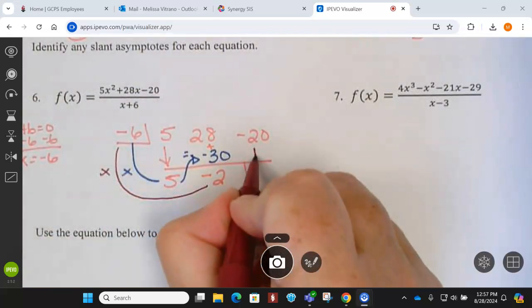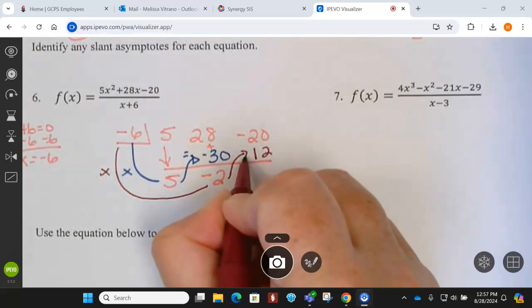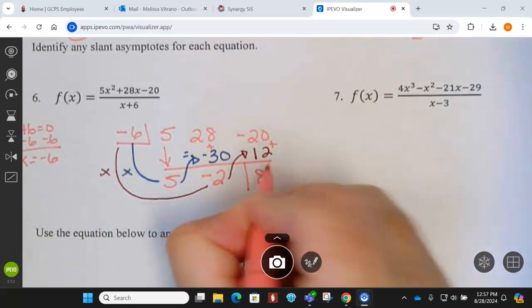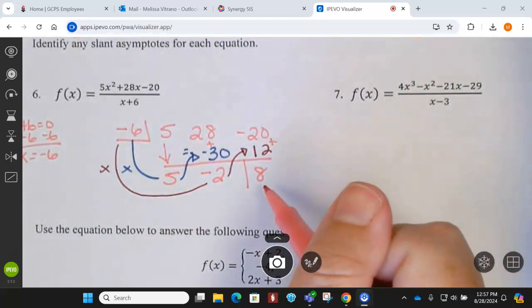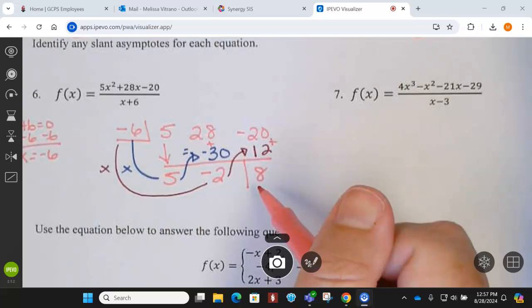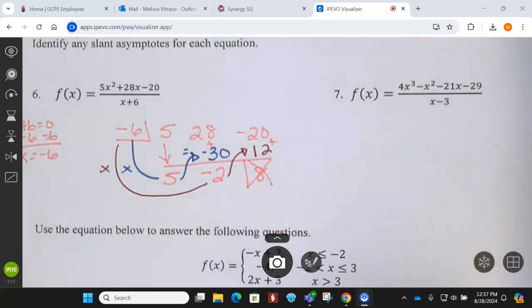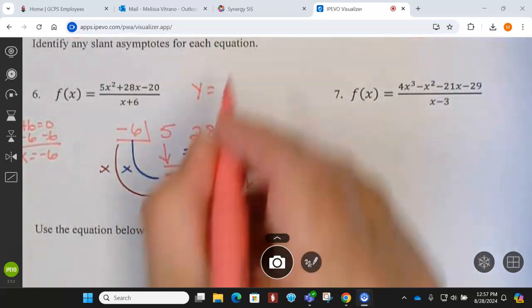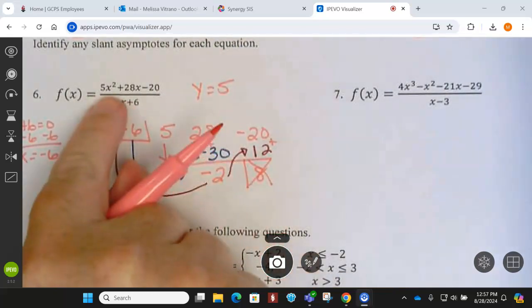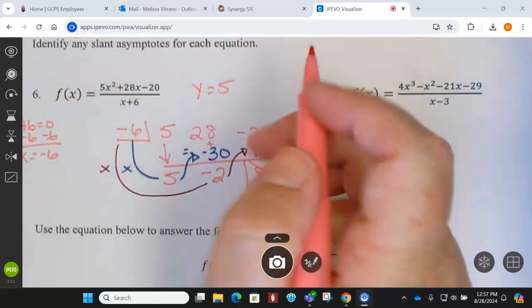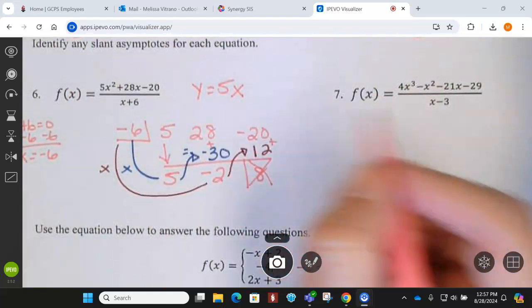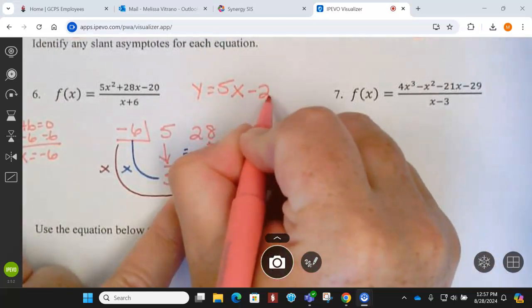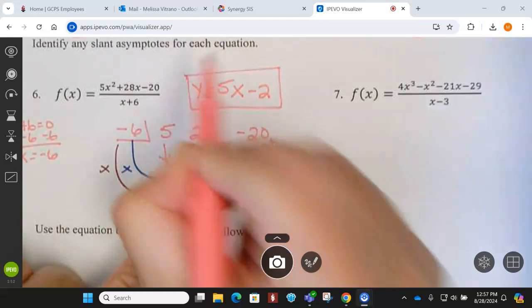-6 times -2 is 12. Oops, you're going to put it right here. Add straight down and we get 8. We don't care about our remainder, so we're going to ignore that. So my answer is, I'm going to put it up here. So it'll be 5 is my new coefficient. And you see how this starts as an x squared? This goes as an x. And then -2. And here is my answer.